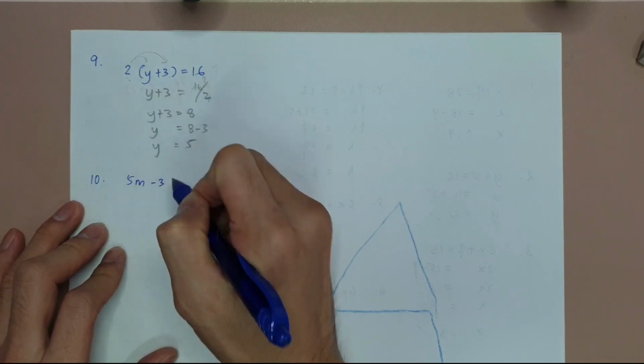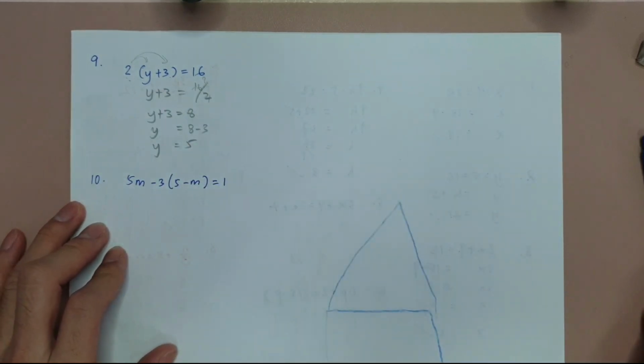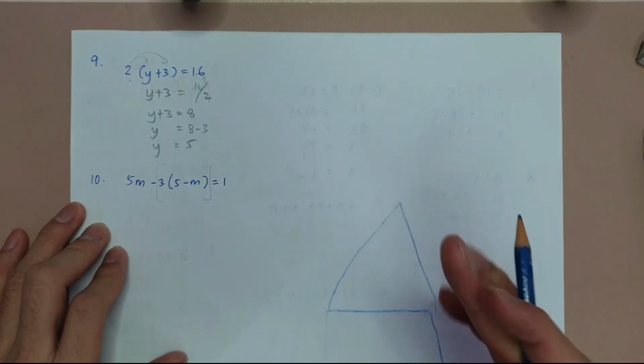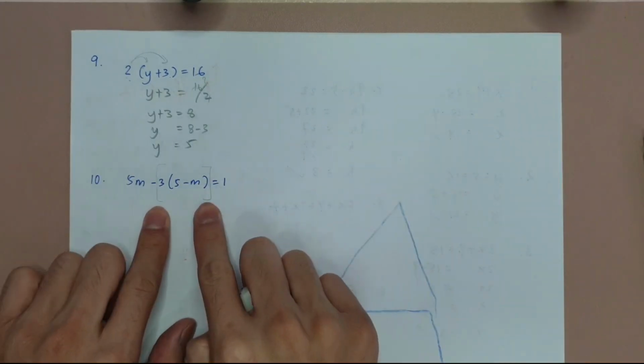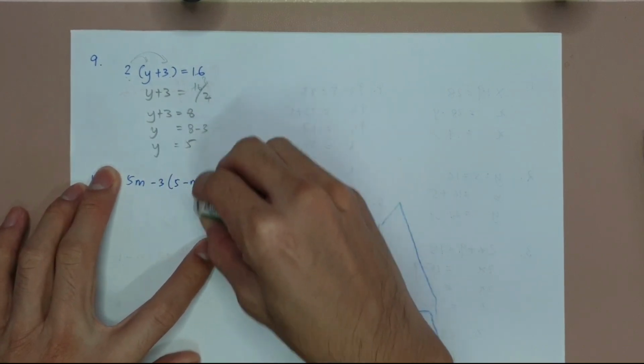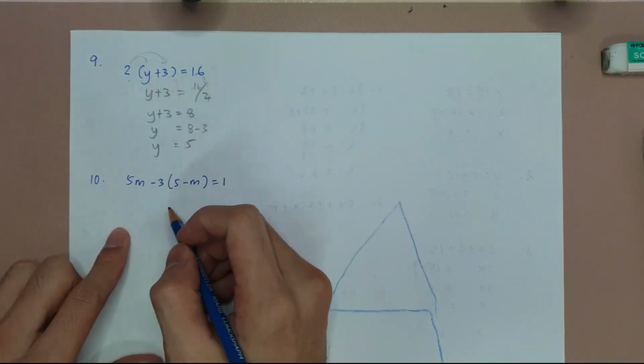5m minus 3, bracket 5 minus m, equals 1. Okay, students. Again, there are so many different styles. Student will say, teacher, can I focus on this part first? Yes, you can go ahead. Can you see I bracket this thing with the minus? But some student will say, teacher, I don't want to do bracket, so I will just multiply straight away. My answer is, I will do that, everyone.